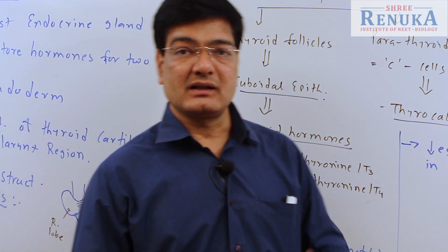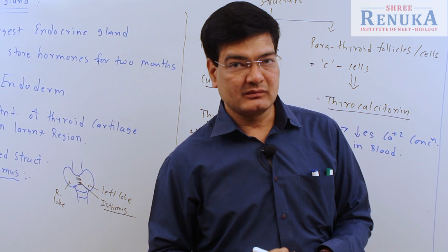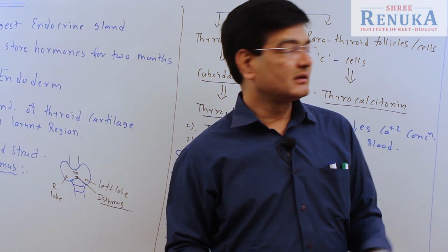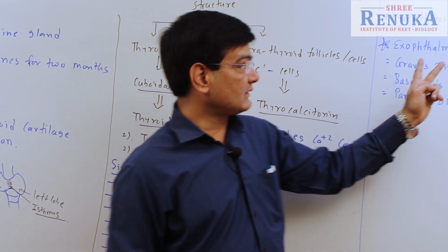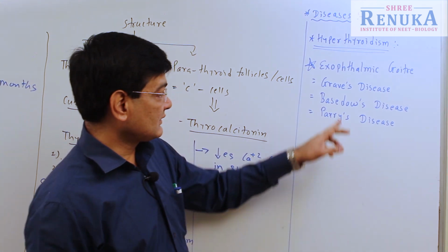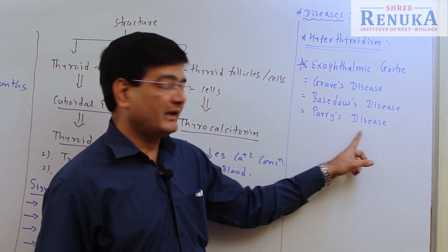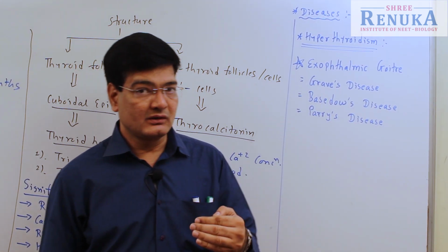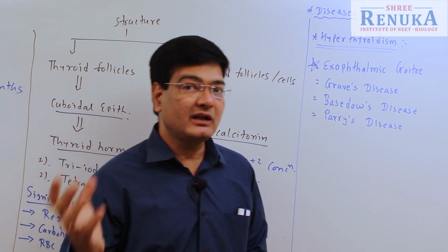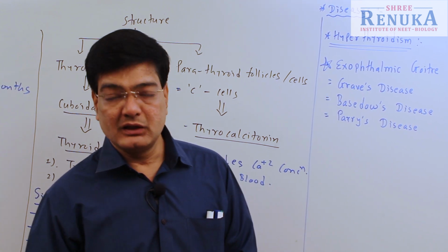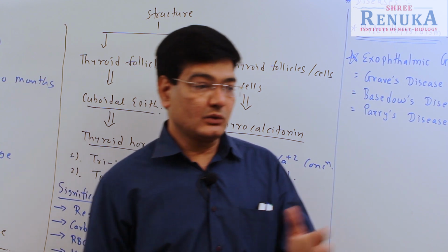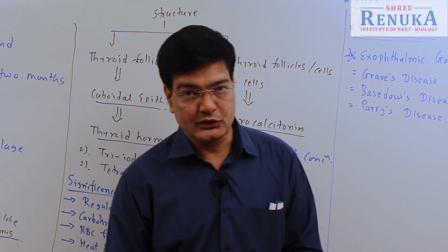Hyperthyroidism, that is increased concentration of thyroid hormone in the blood, causes the disease condition exophthalmic goiter or Graves' disease. It is also called Basedow's disease as well as Parry disease. In this condition, the eyeballs of the patient are popping out. The metabolic rate of the body is always high. The individual always shows perspiration and the body weight keeps decreasing in this condition.